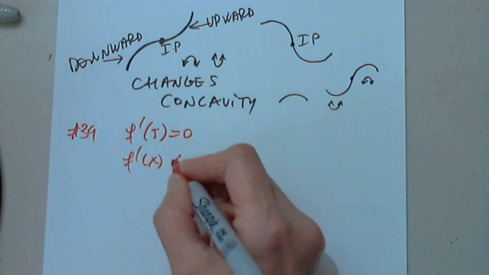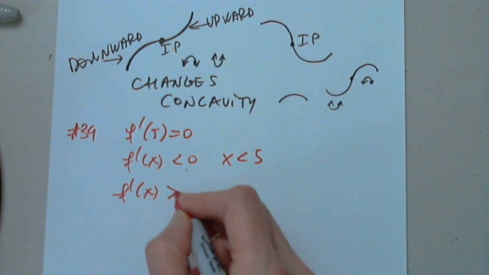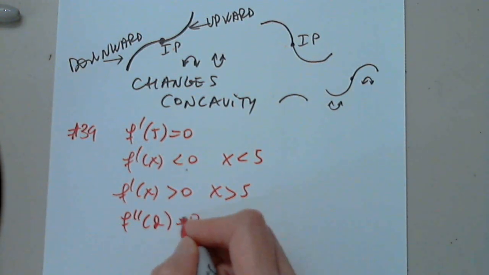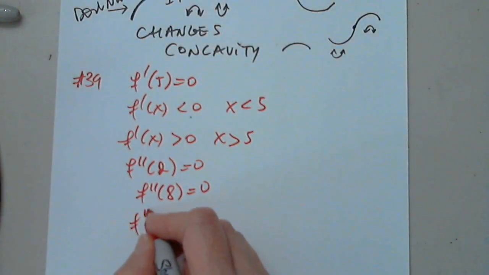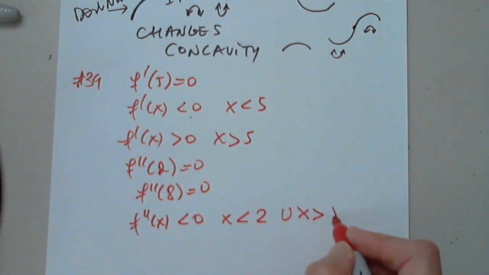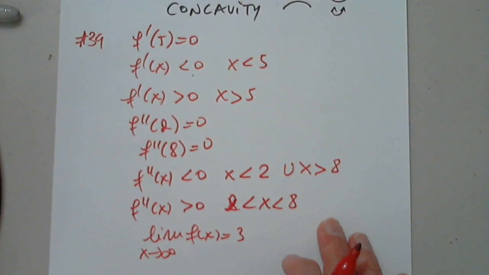f prime of x is less than 0 for x less than 5. f prime of x is greater than 0 for x greater than 5. The second derivative at 2 is 0. The second derivative at 8 is 0. The second derivative is less than 0 for x less than 2, union x greater than 8. The second derivative is greater than 0 for x between 2 and 8. The limit as x approaches infinity of f of x is 3, at both ends.